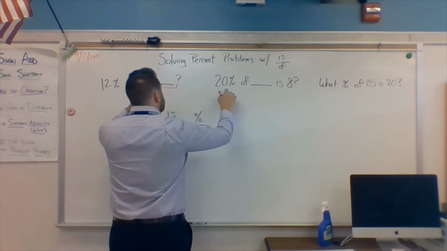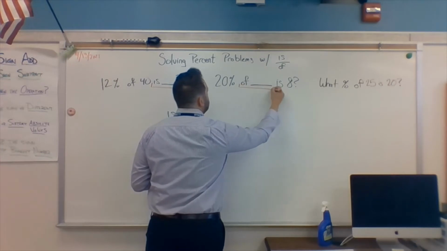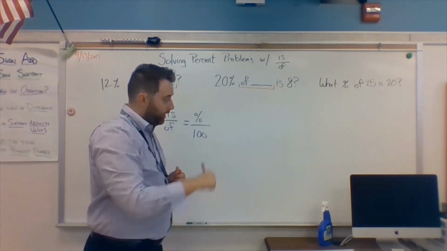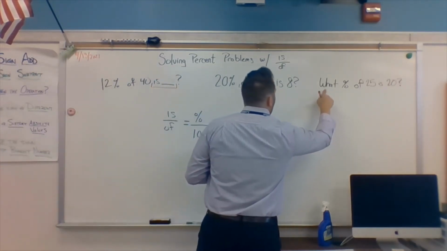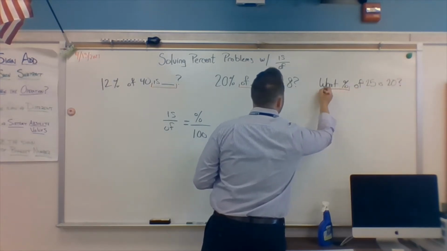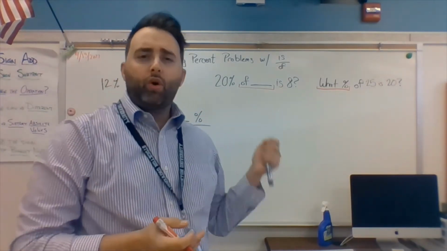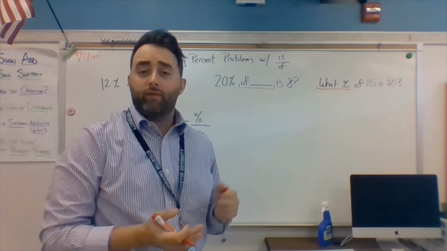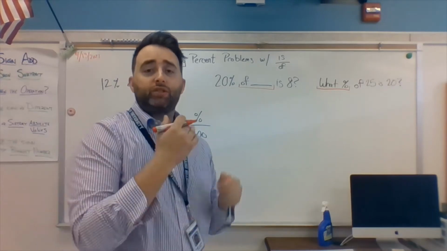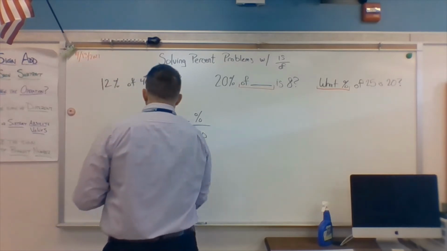Over here, 20% of what is 8. So attached to the what is the of. And over here, what percent of 25 is 20? So what clearly is attached to the percent. That is what's going to be the variable. Wherever the question is, wherever the blank spot is, wherever the word what is, that's what's going to become your variable in this equation.